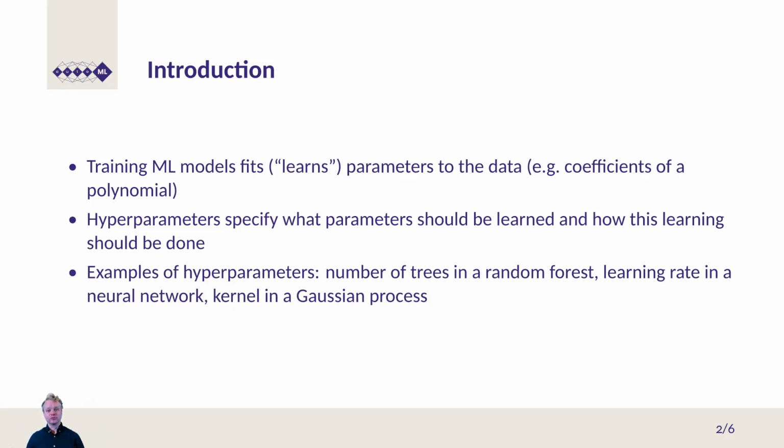The hyperparameters of a learning algorithm now specify what parameters should be learned and how this learning should be done. There are many examples of this. I've mentioned the coefficients of a polynomial, which are parameters that we might want to learn. Well, how many coefficients are there? What degree polynomial are we learning? That would be an example of a hyperparameter. Others include the number of trees in a random forest, the learning rate in a neural network, or the kernel in a Gaussian process. So these are really very ubiquitous, and these occur with all the different learning algorithms that we might want to apply to a particular set of data to then learn a model from these.